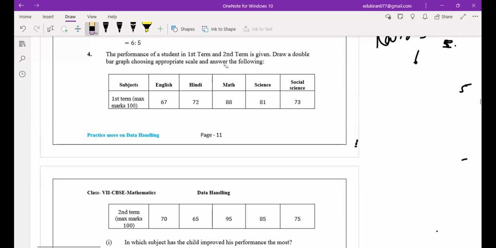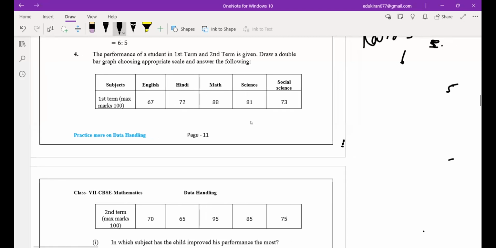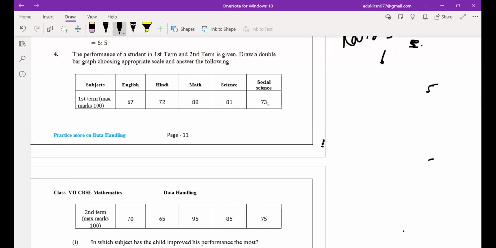Okay. So over here, for example, this is the question: the performance of the student in the first term and the second term. They are asking you to form the double bar graph. How to form the double bar graph? First, you will make it like this. The normal graph which you make, everything will be the same, but the only thing is that it will be a double bar graph. Over there, it was a single bar graph, right? So let's just start.